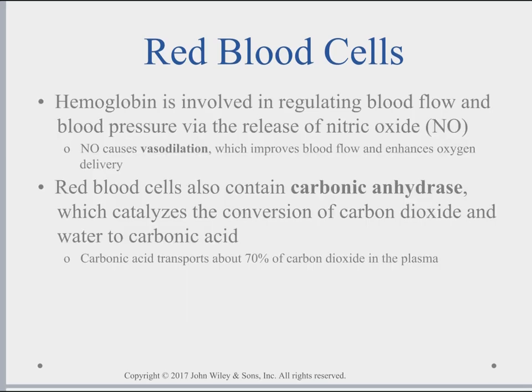So continuing with our red blood cell, hemoglobin is involved in regulating blood flow as well as blood pressure. Now, it regulates blood pressure through the release of nitric oxide. Nitric oxide causes vasodilation, so all those blood vessels will open up, wide open, which improves blood flow and enhances oxygen delivery. Now, our red blood cells also contain carbonic anhydrase, an enzyme that's going to catalyze the conversion of carbon dioxide and water to carbonic acid. Now, that carbonic acid transports about 70% of carbon dioxide in the plasma. So a couple things.